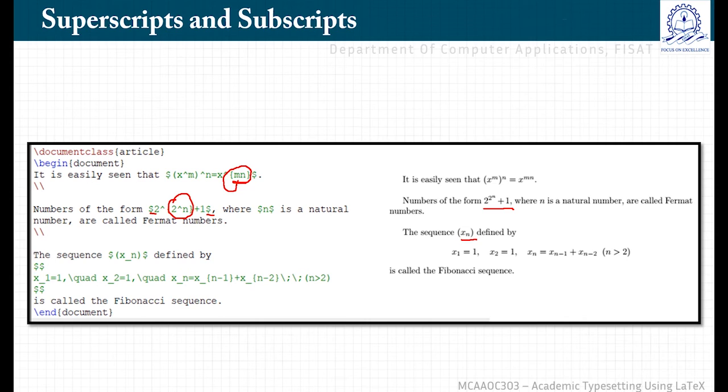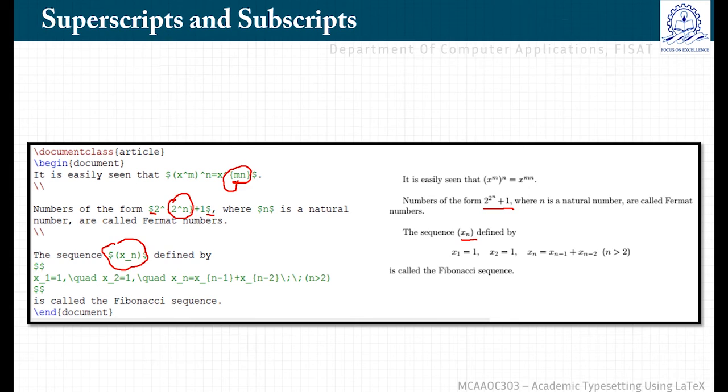This is achieved by using the underscore symbol. See this code, by using a pair of dollar signs, I am using x underscore n. See the corresponding output, x subscript n. The x is in italics because of the dollar symbol, and n is displayed as a subscript because of this underscore. And since this is a separate long equation, I am using two dollar signs, which is nothing but the display mode, and x underscore 1, which means x1 is equal to 1, then the backslash quad symbol.